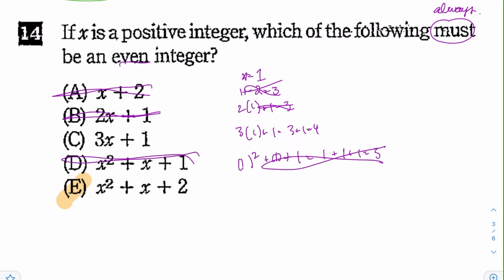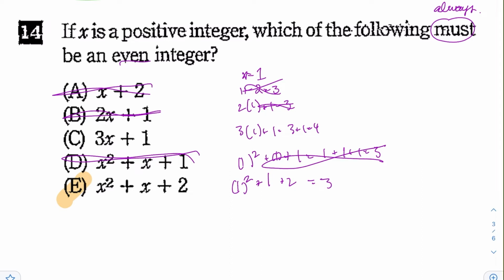And last but not least, for E, you have 1 squared plus 1 plus 2. So you add it up, you get 4. So here you have two choices left, just C or E. That's only for x equal to 1. So what you can do is substitute another number, and let's make x equal to 2. So for choice C, you have 3 times 2 plus 1, which is 6 plus 1, which is equal to 7, and that's odd.